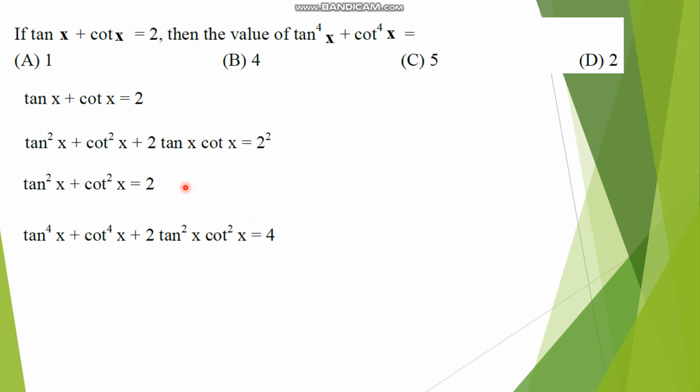When I square it again, it is tan to the power 4x plus cot to the power 4x plus 2 tan square x cot square x. Now you are not going to ask me why this term came, because you know this already. That's equal to 2 square, which is 4, and again tan square x into cot square x will be 1. So tan to the power 4x plus cot to the power 4x is equal to 2. We got our answer, and it is option D, 2.